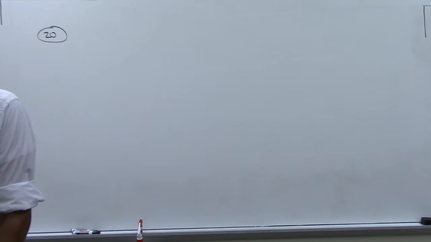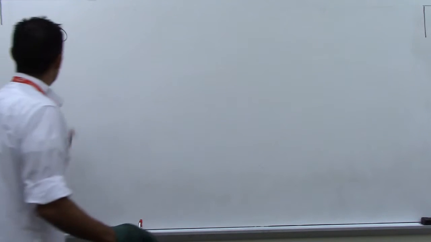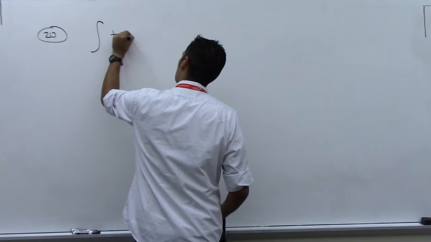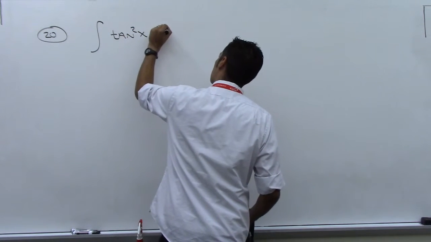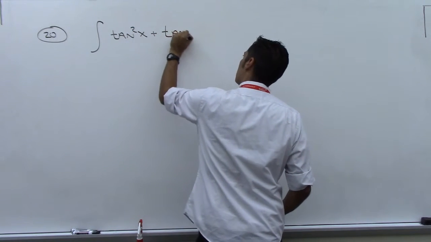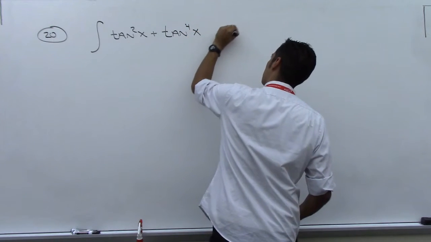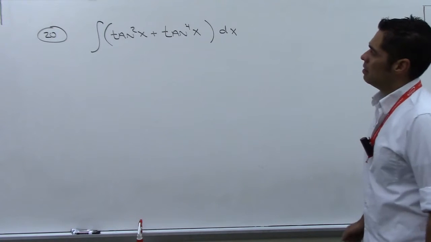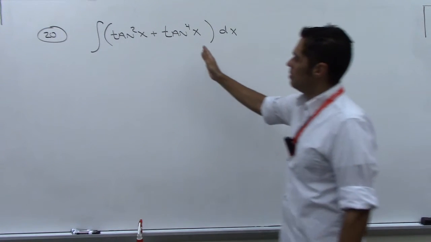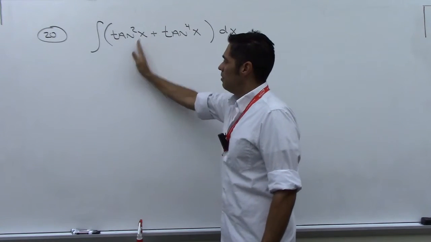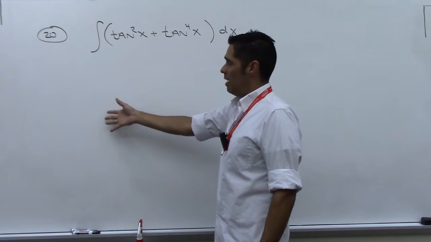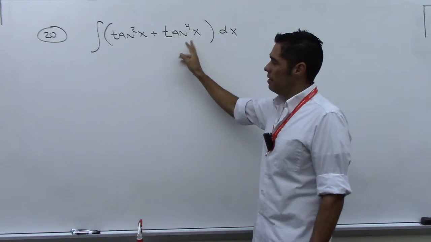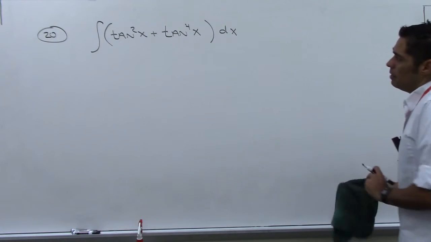Tangent squared x plus tangent to the 4th x, dx. Well, I could split this up into two because I have two terms, and I know the antiderivative of tangent squared x. I just did that problem. But tangent to the 4th is a little different because I can't use the Pythagorean identity with that one the way I did the other one.